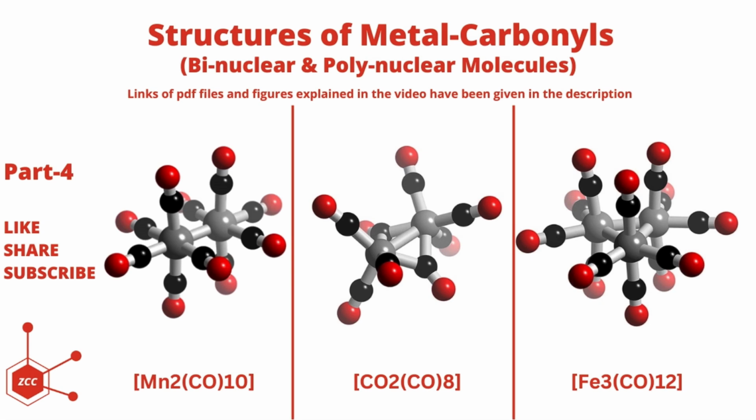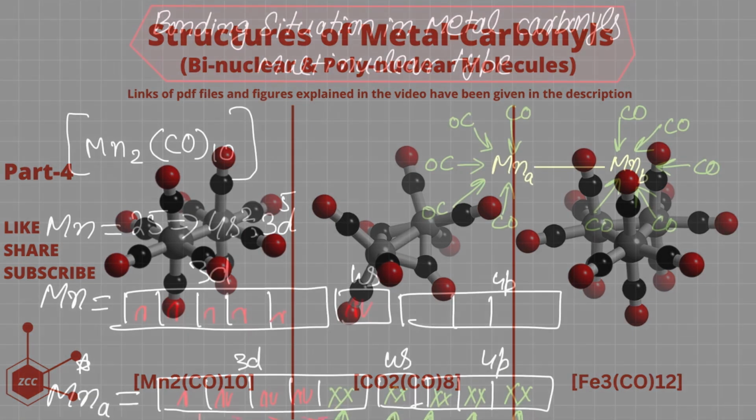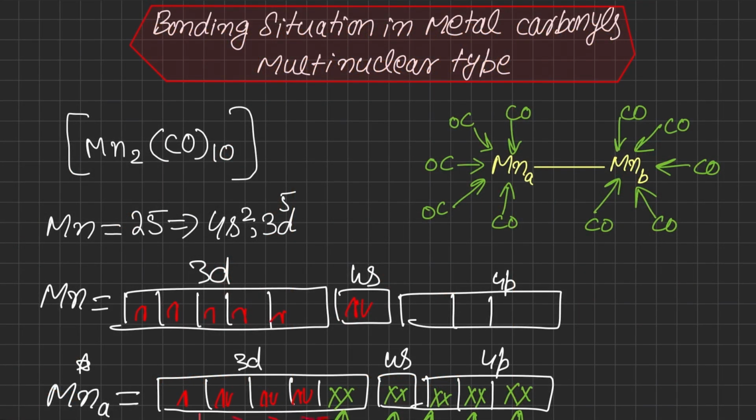So today is part 4 of a lecture series about metal carbonyls, and in this particular lecture we have discussed structures of metal carbonyls, especially binuclear and polynuclear molecules. So, the bonding situation in metal carbonyls with special reference to multinuclear types.